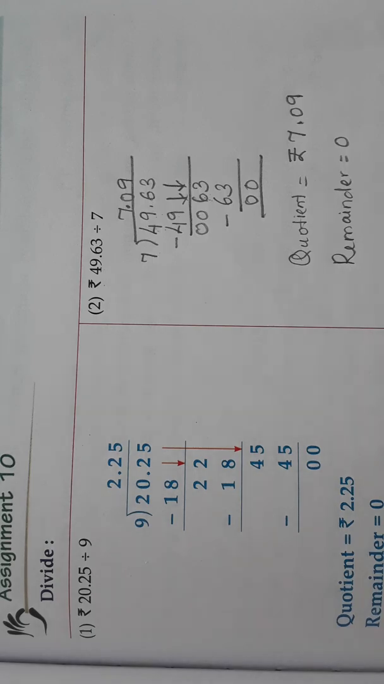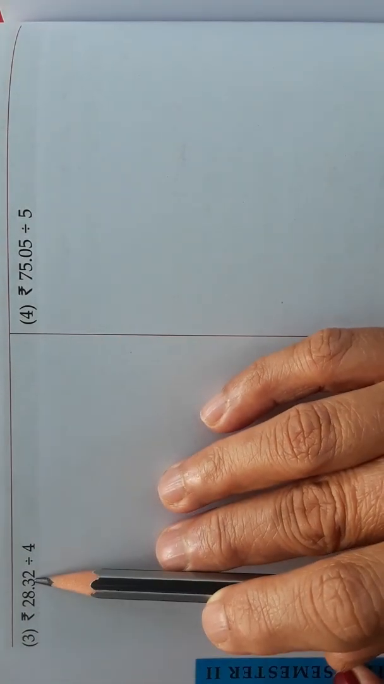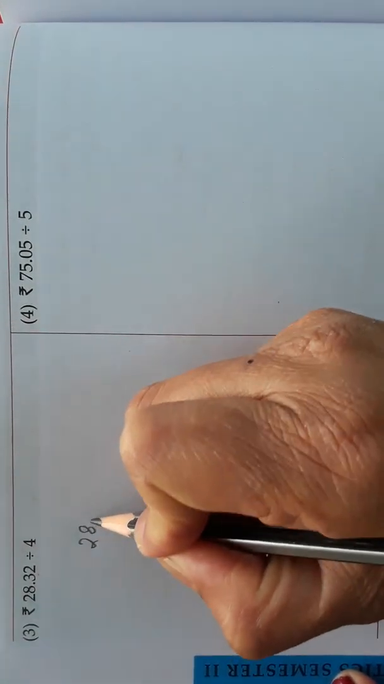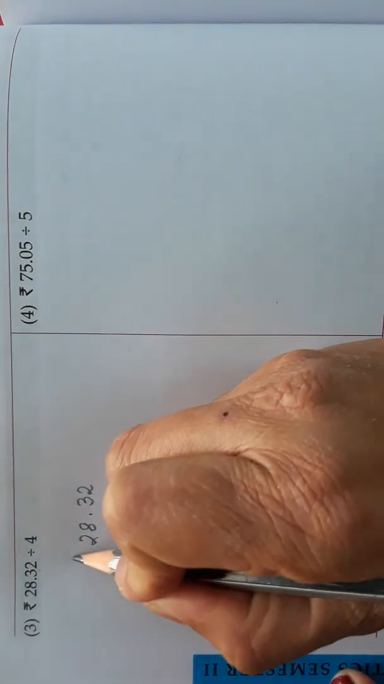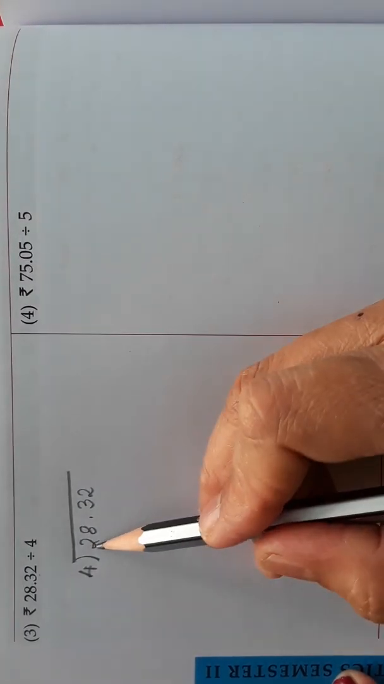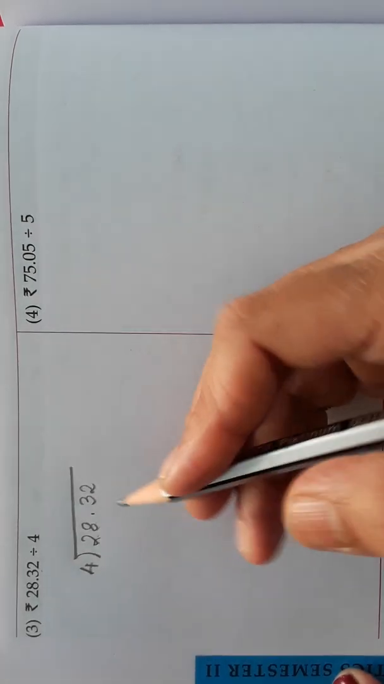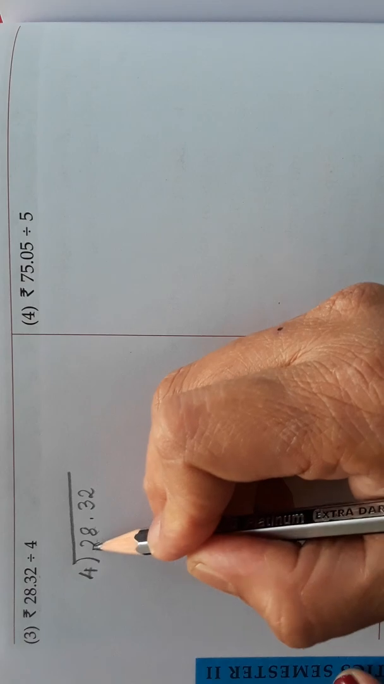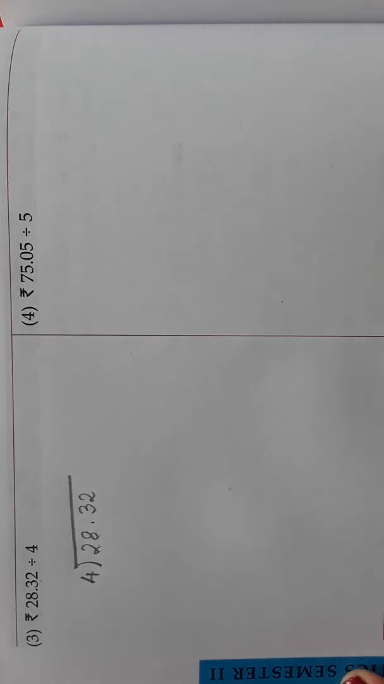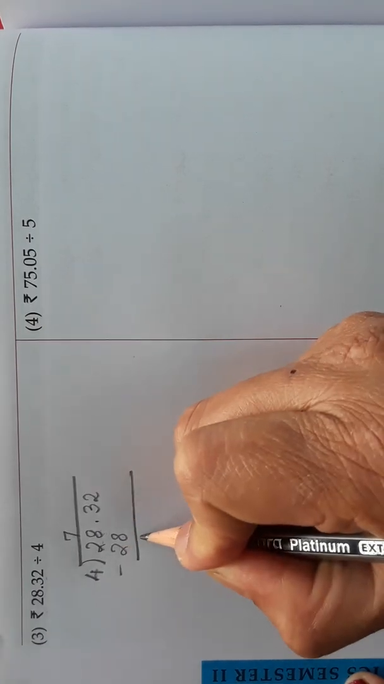I will do one more sum. Go to the next page. See the third sum. Divide 28 rupees 32 paise by 4. So how to write? 28 rupees 32 paise by 4. Okay. So, if you take the first number, 2 is smaller than 4. So, we can't divide. So, take 2 numbers. Come, we'll see in the 4th table, where is 28 coming? 7 fours are 28. Okay. 7 fours are 28. And if you subtract 8 minus 8, 0.